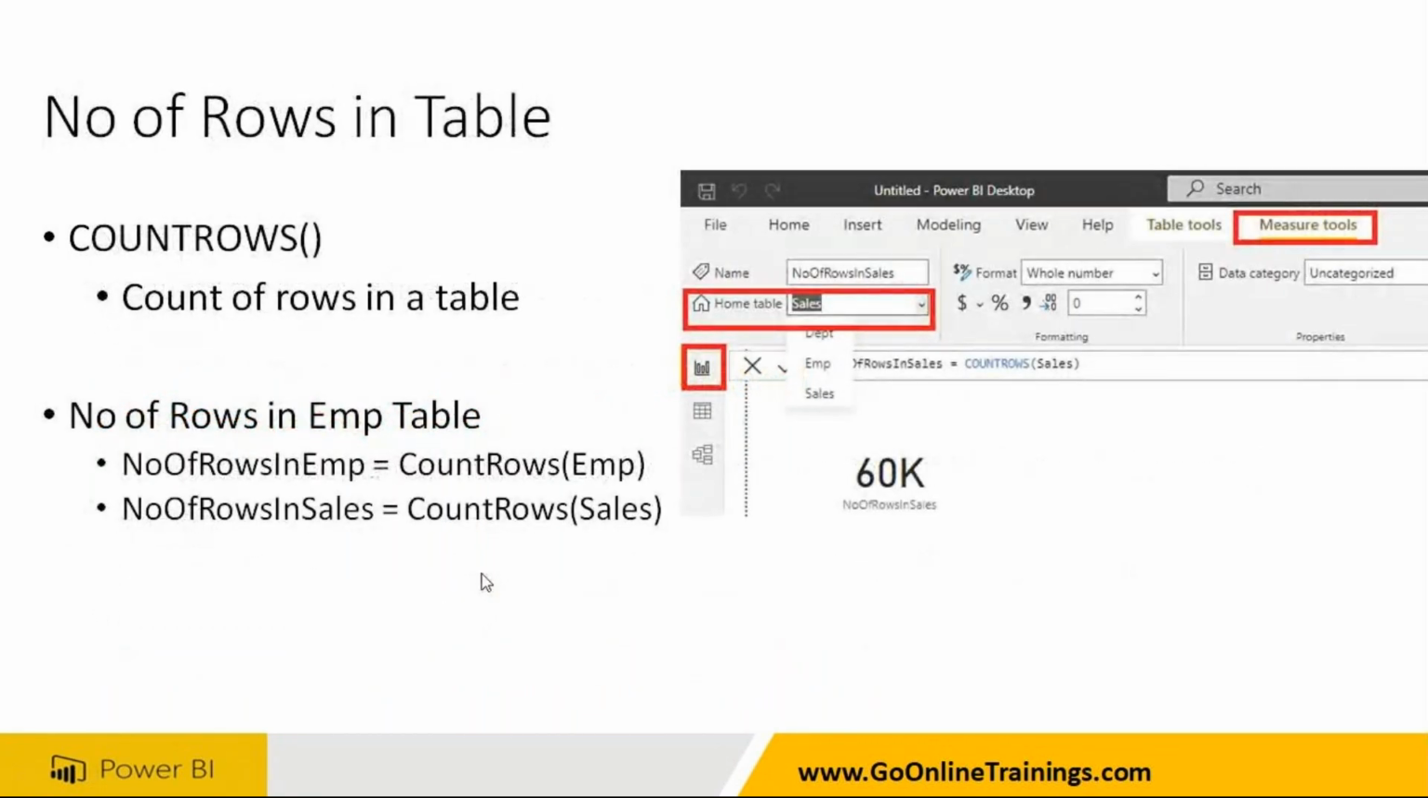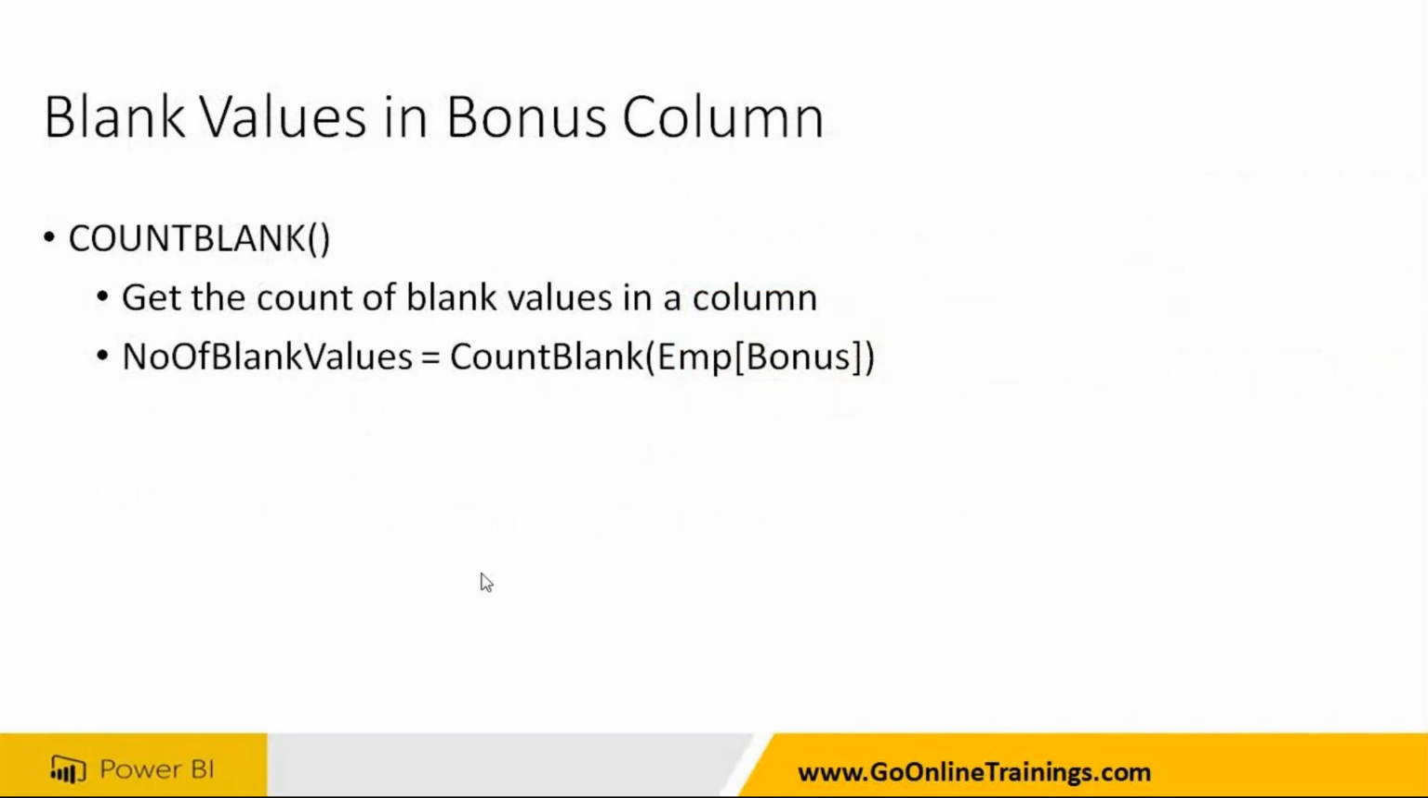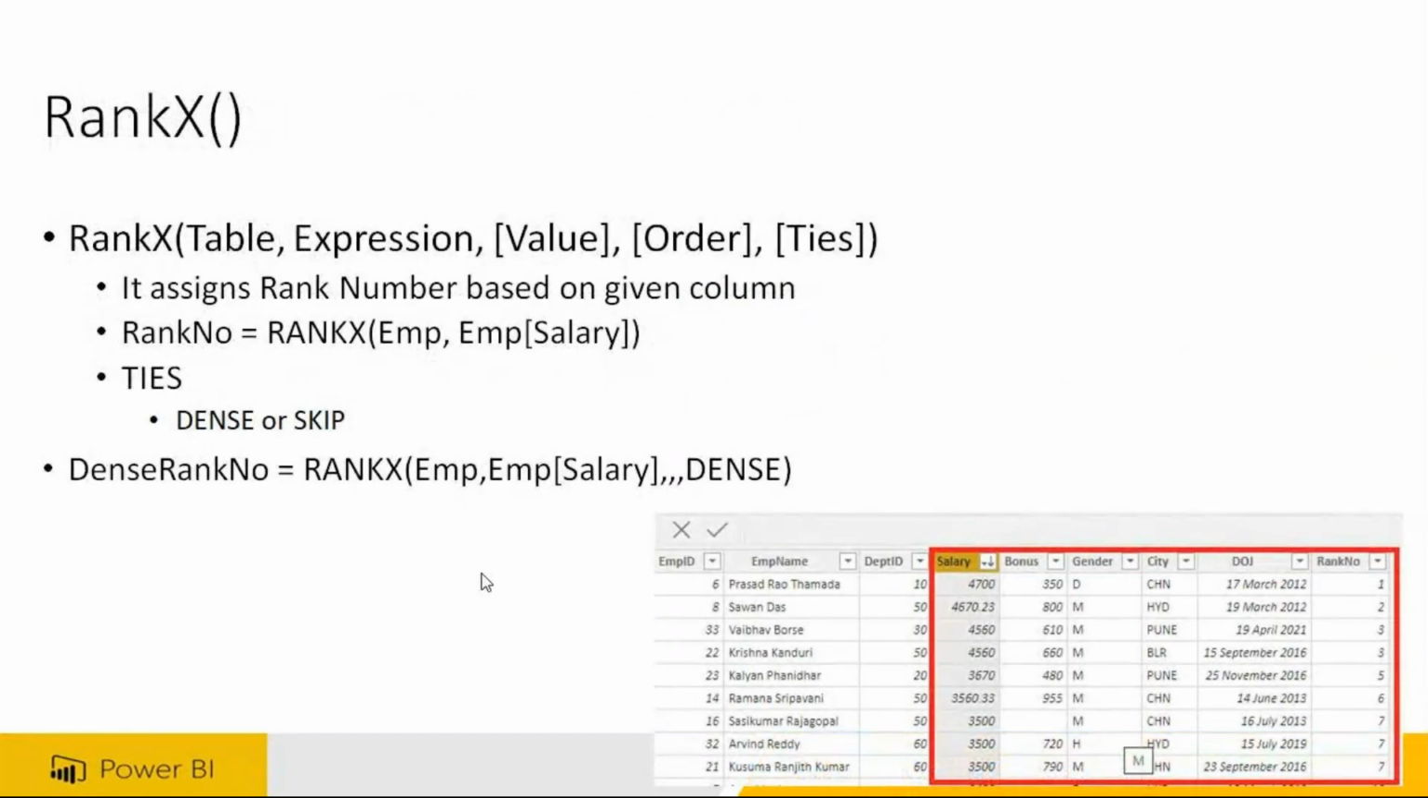Now, count of rows we discussed and the blank also we discussed. Now I'm talking about rank X. So what is the syntax? You need to give the table name. What is the expression that you would like to specify? Expression means on which column. I can give employee salary, or I can say employee salary plus bonus. So add, and after that you do the sorting. Then you have a value, then you have order, then you have ties. Clear?